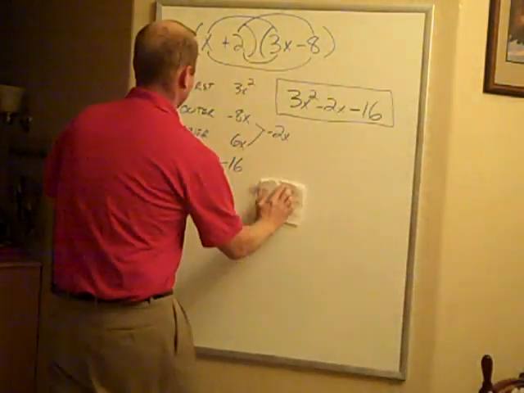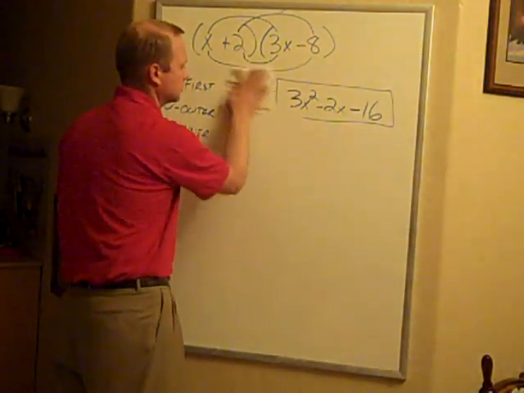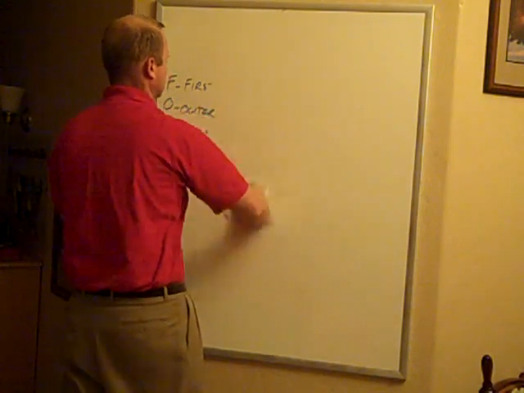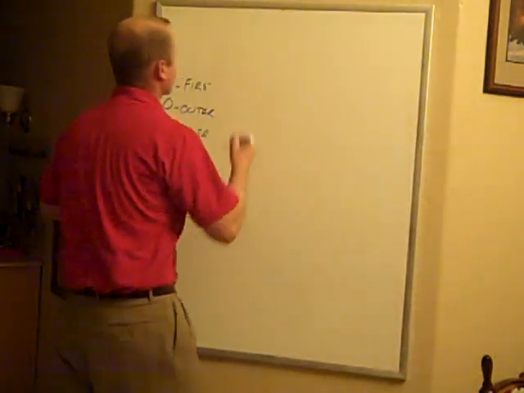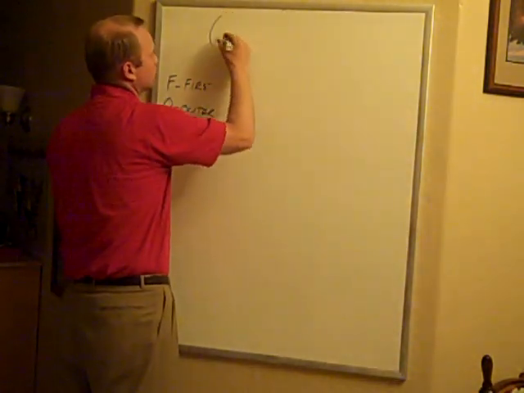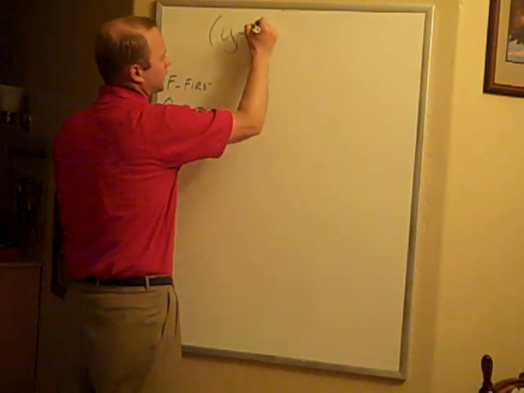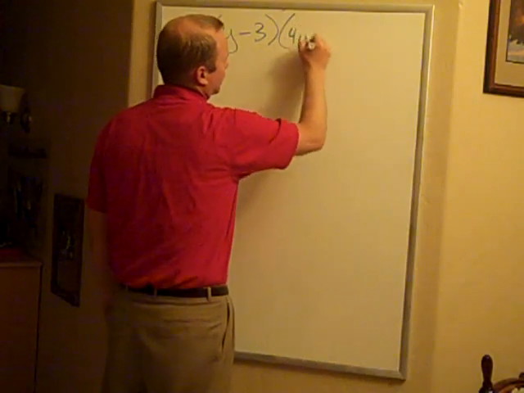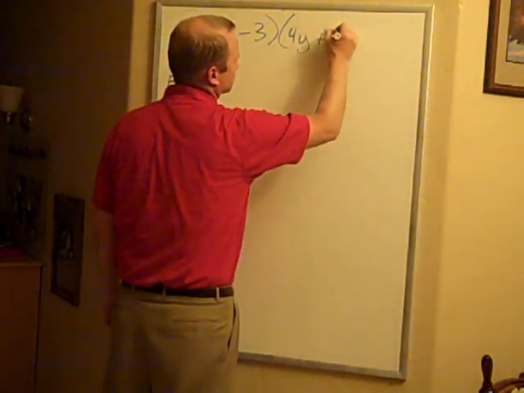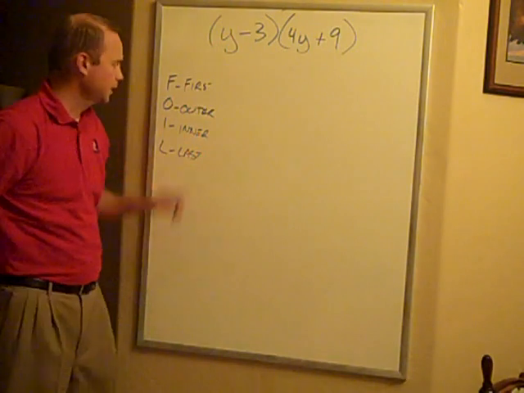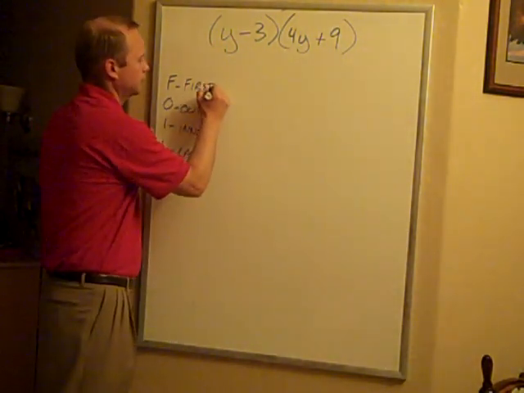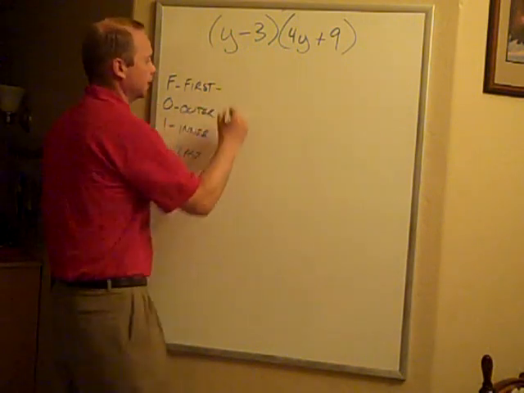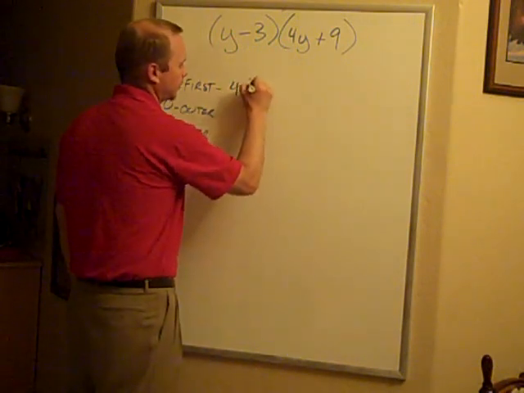Alright, now let's try one more. We're using the same one again here. So we're going to go y minus 3 times 4y plus 9. Okay? My first terms here, and I erased part of that. First term, I've got y times 4y. That's going to give me 4y squared.